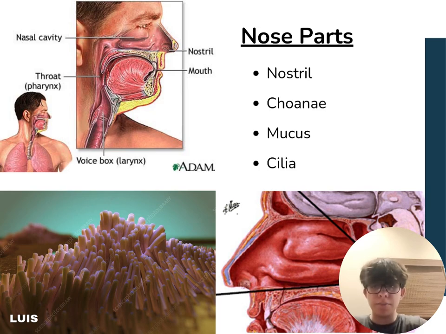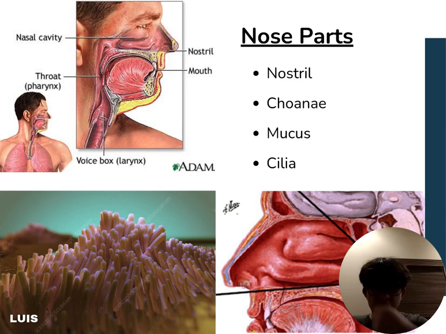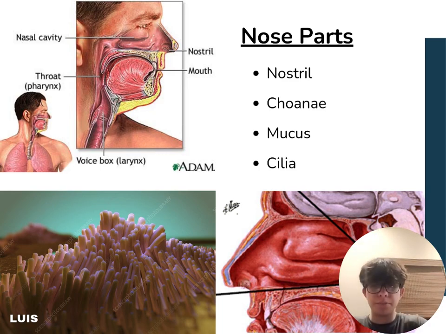The nasal passages are covered with mucus, which is a fluid that traps dust and microbes, and cilia, which are like hairs that help move the mucus out of the respiratory system.